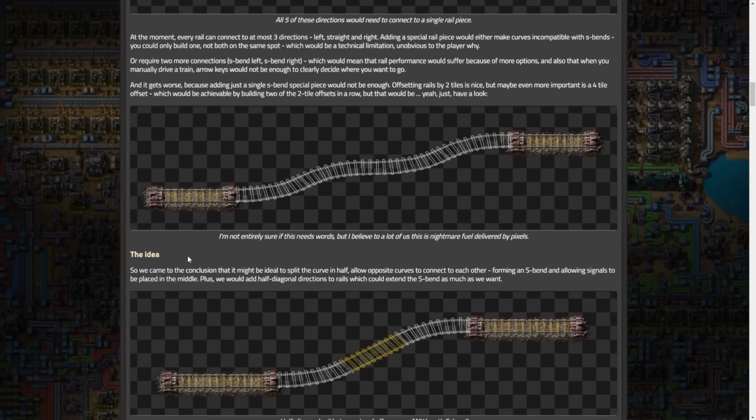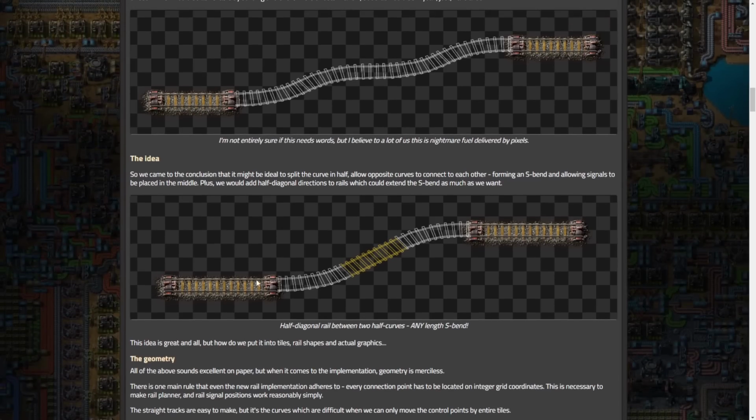So the idea and the conclusion they came to, which is pretty nice, is to split the curve in half, allow opposite curves, so this one and this one here, to connect to each other, basically forming an S-bend and allowing signals to be placed in the middle. Plus, they'd add half diagonal directions to rails, which could extend the S-bend as much as you wanted. So this is the half diagonal here that you could do. Or I guess if this were close, you could just connect this half S-bend to this half S-bend. And the other benefit is you can signal in the middle, which is great too.